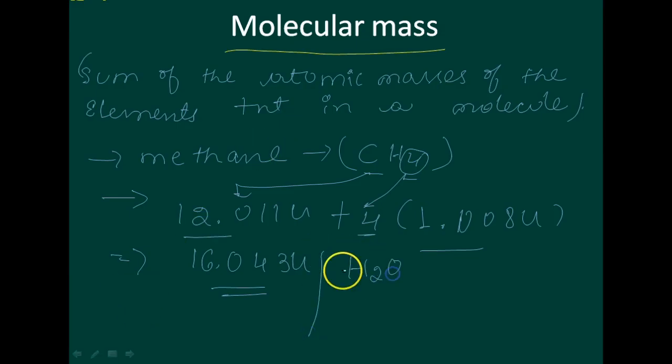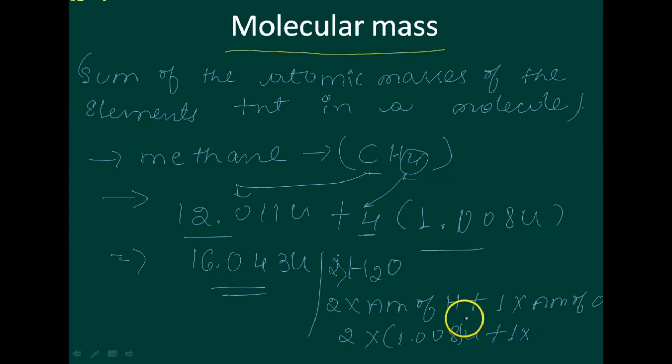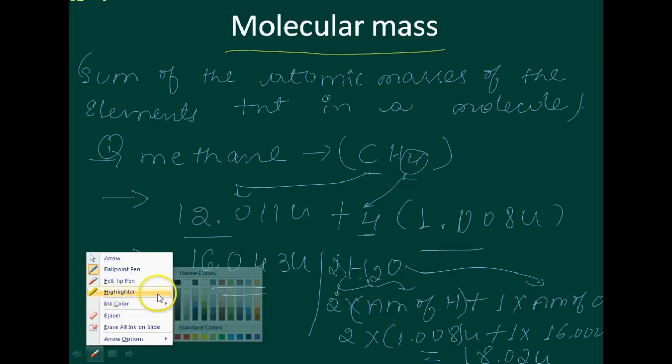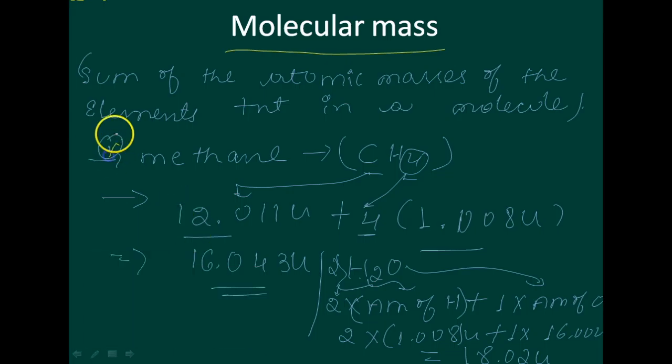Similarly, for the second example, water, you consider 2 into the atomic mass of hydrogen plus 1 into the atomic mass of oxygen. 2 into the atomic mass of hydrogen, 1.008 u, you just remember it, plus 1 into oxygen, 16.00 u, gives 18.02 u. Here the number of hydrogen atoms is 2, multiplied by the atomic mass of hydrogen, plus the atomic mass of oxygen. The first example is methane and the second is water.